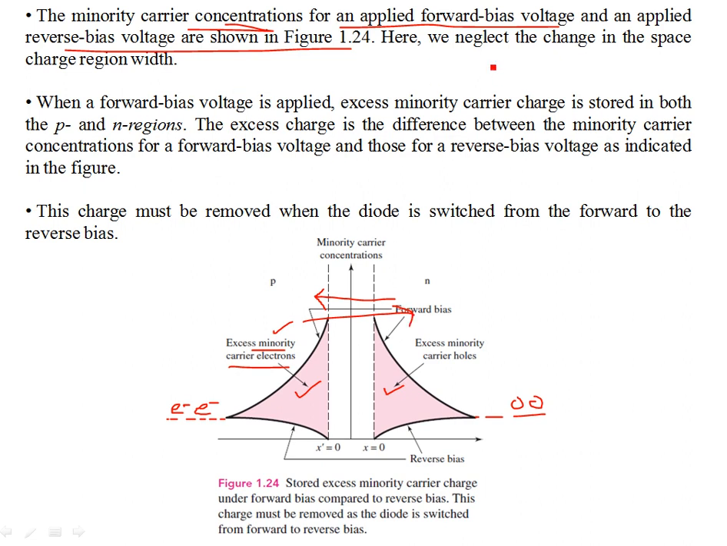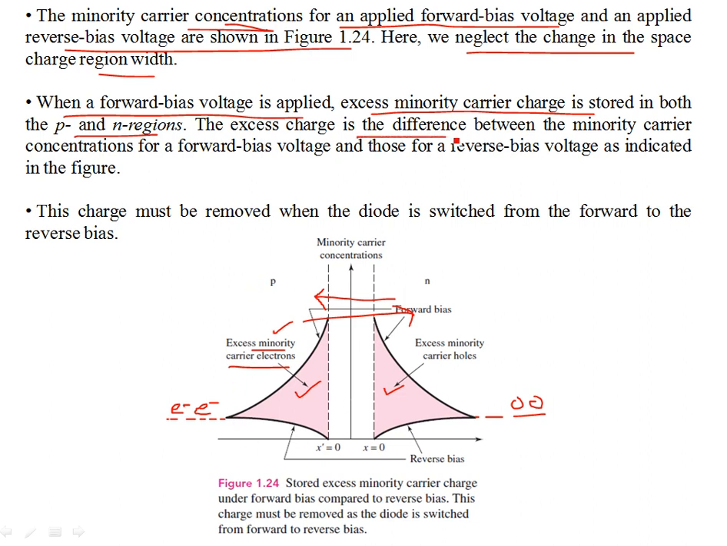So here we neglect the change in the space charge region width. We don't consider that in understanding the switching transient. It's there. So when a forward bias voltage is applied, the excess minority carrier charge is stored in both P and N regions. Okay, so this is what is going on. We have excess minority carrier electrons, excess minority carrier holes. This is the forward bias situation.